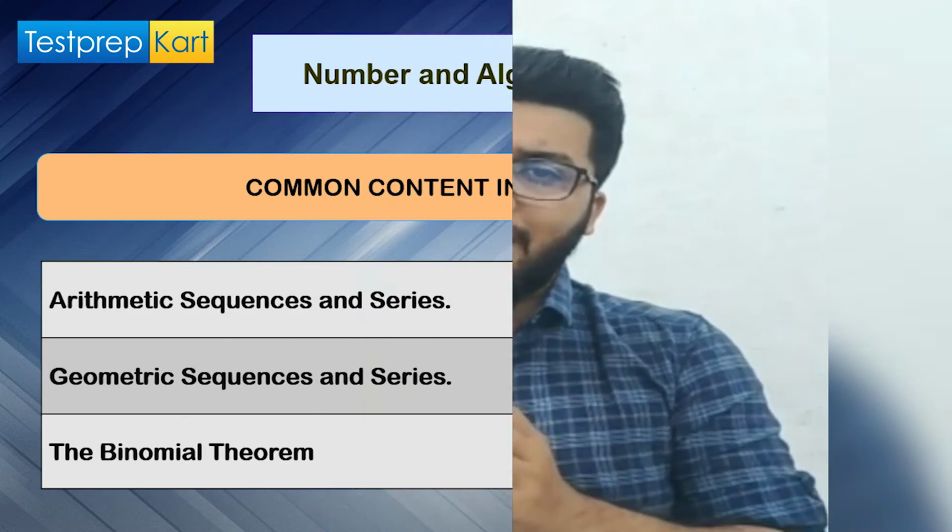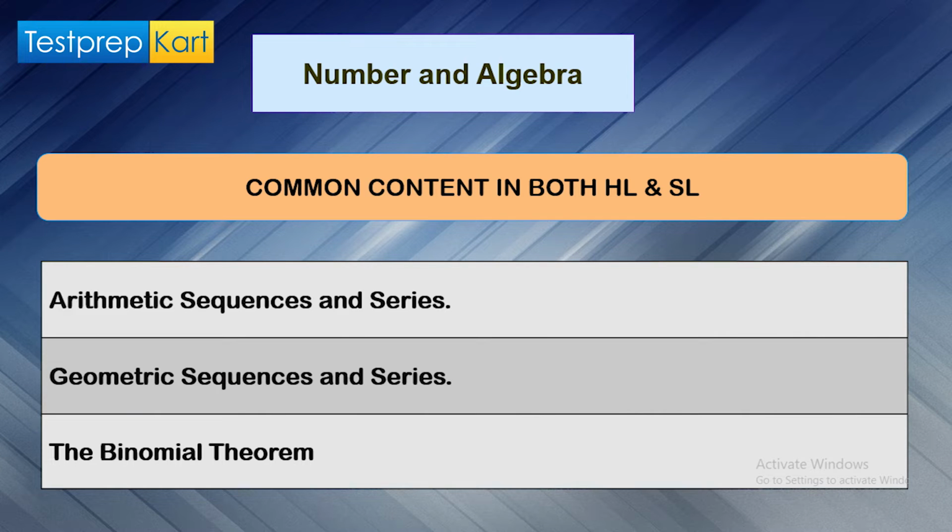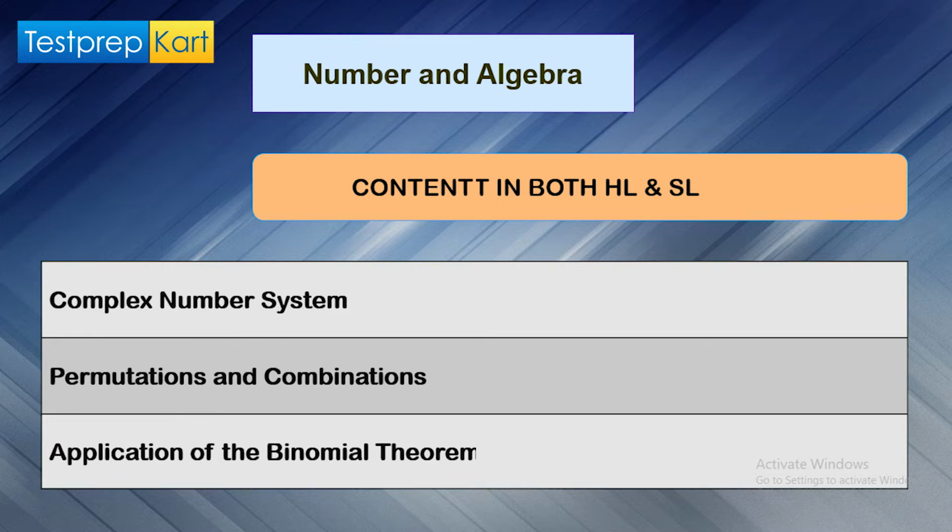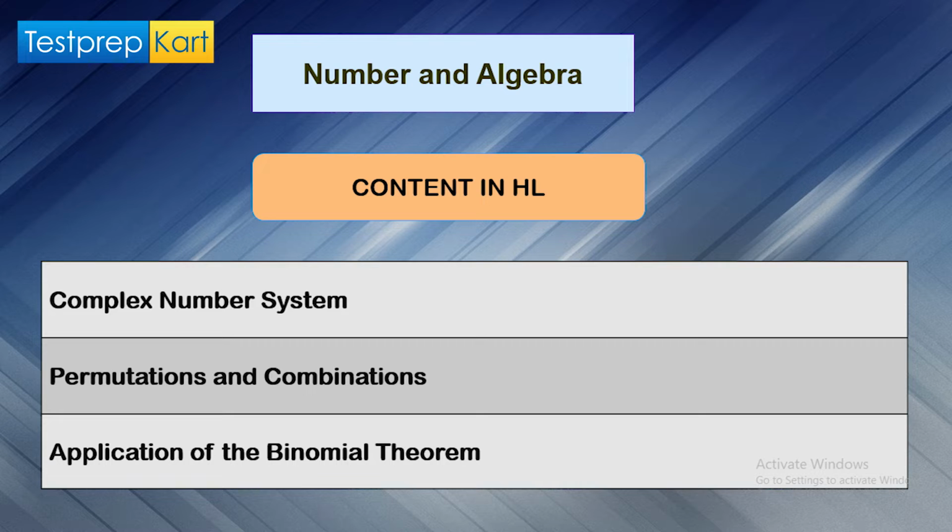The point is that the first unit deals with algebra. Now, if I talk about SL and HL, there is a big difference between SL and HL in this unit. What is the common content for SL and HL? They learn about arithmetic progression, geometric progression, the binomial theorem, everything. But in HL, you have to study the complex number system, where you will explore the different kinds of representation that we use for complex numbers. You learn about permutation and combination also, and what the applications of the binomial theorem are there. So these are the things for HL. Now this unit is very important because it is not that hard.